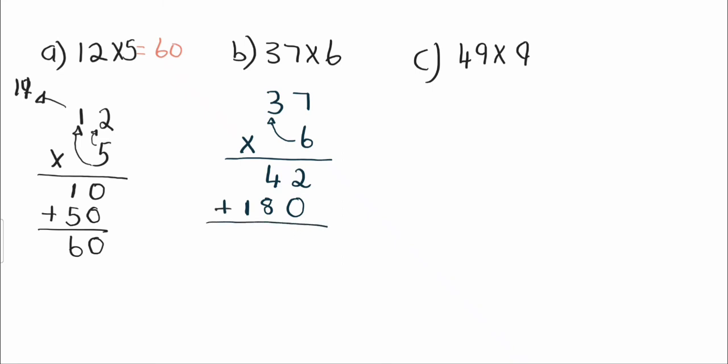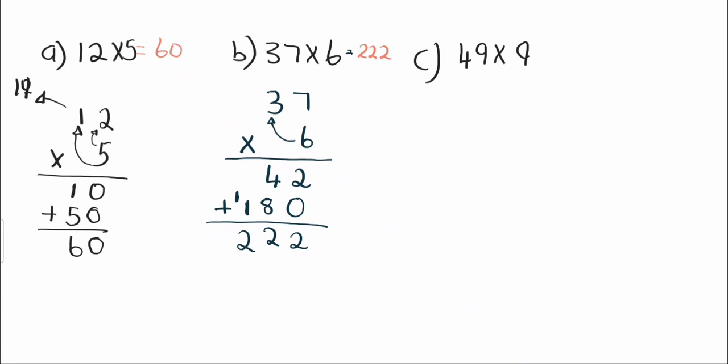2 plus 0 is 2. 4 plus 8 is 12. Now, because it's 12, we can't just write 12 here at the bottom. What we actually need to do is write down the 2 from 12, and then we're going to carry the 1 onto the next number. Now we're going to add those numbers together. 1 plus 1 should give you 2. So 37 multiplied by 6 is equal to 222.